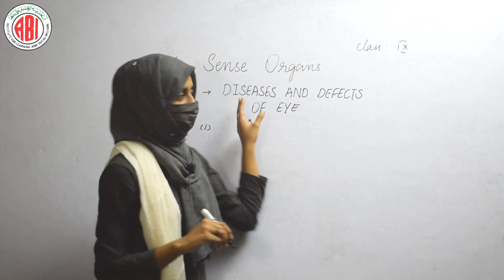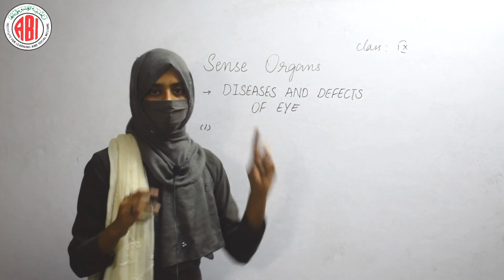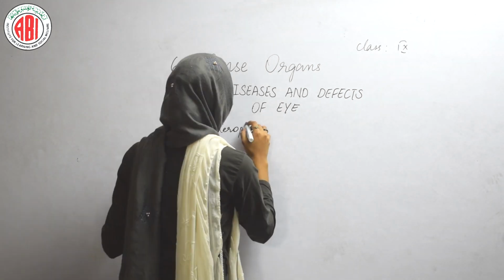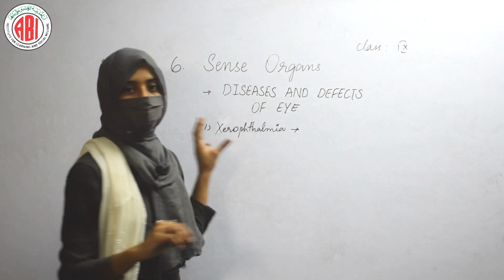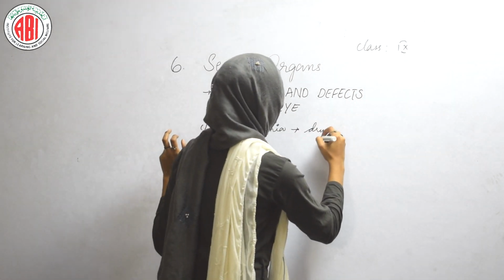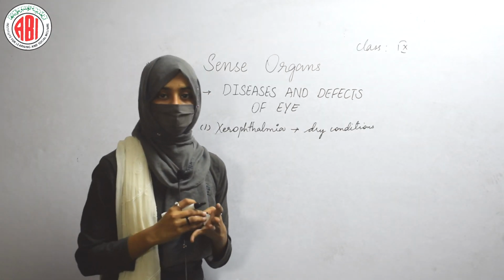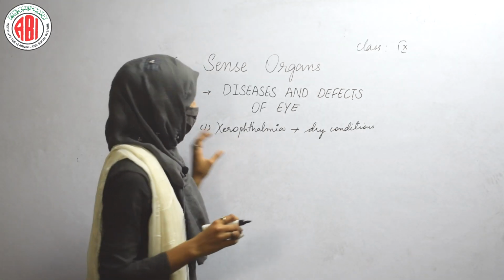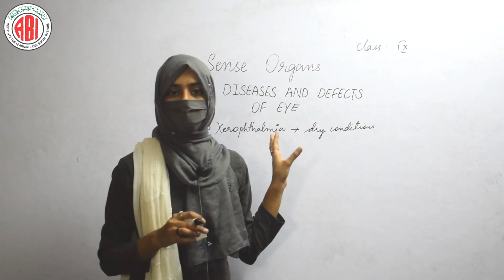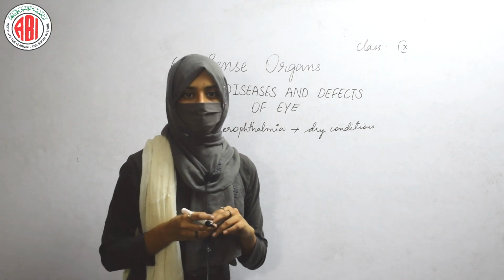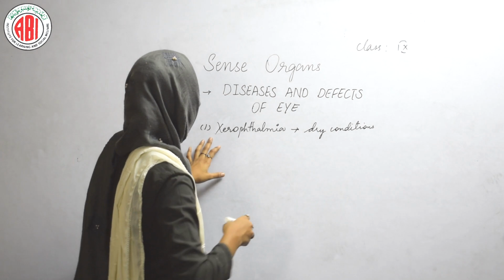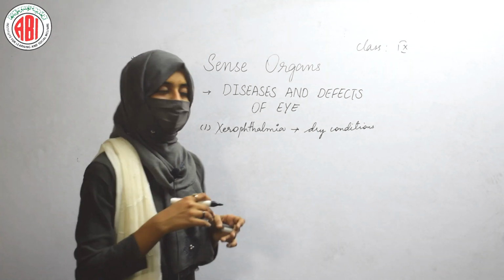So let us study about the diseases and defects of our eye. The first disease is xerophthalmia. This is also referred to as the dry condition of our eye. When the surface of the eye becomes dry, that condition is called xerophthalmia, and it can cause itching and a burning sensation in our eyes. So this is a disease which is caused when the surface of our eye becomes dry.